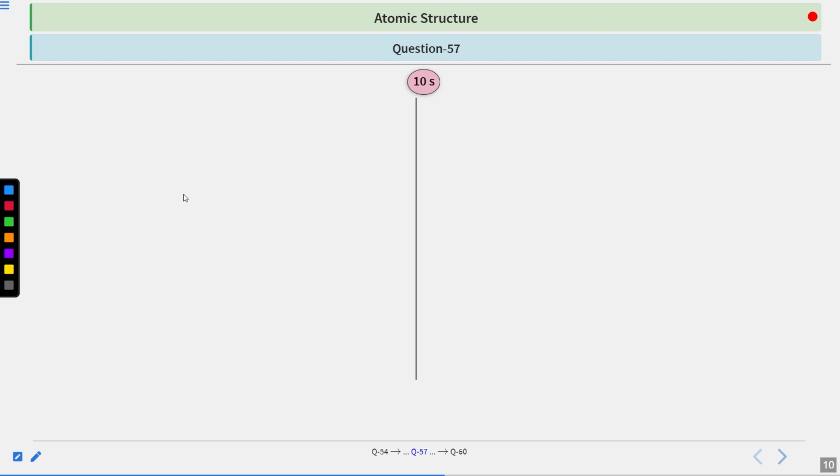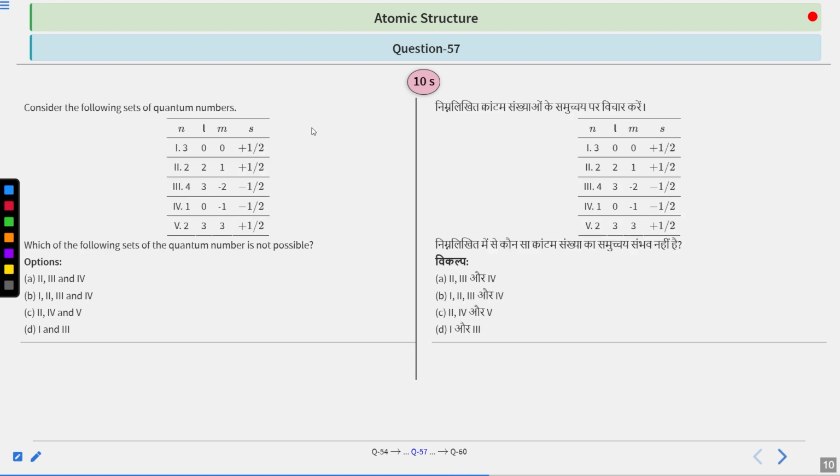Question number 57. So what is question number 57? Question number 57 says: consider the following sets of quantum numbers, in which n, l, m and s values are given.